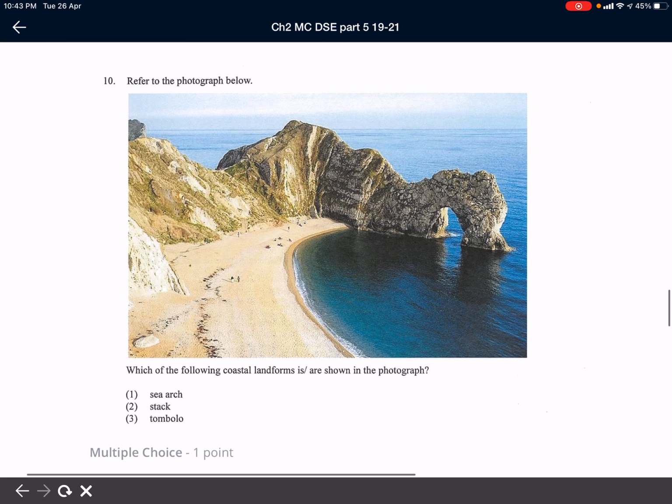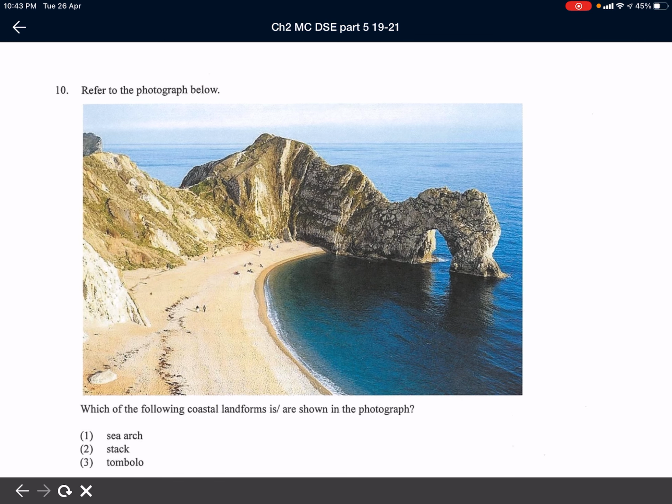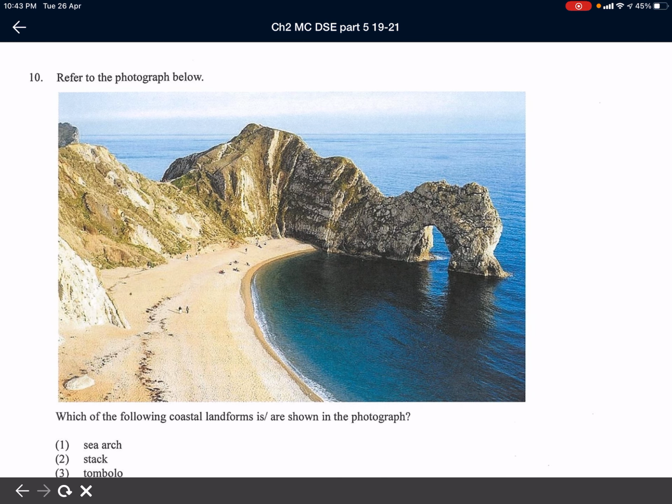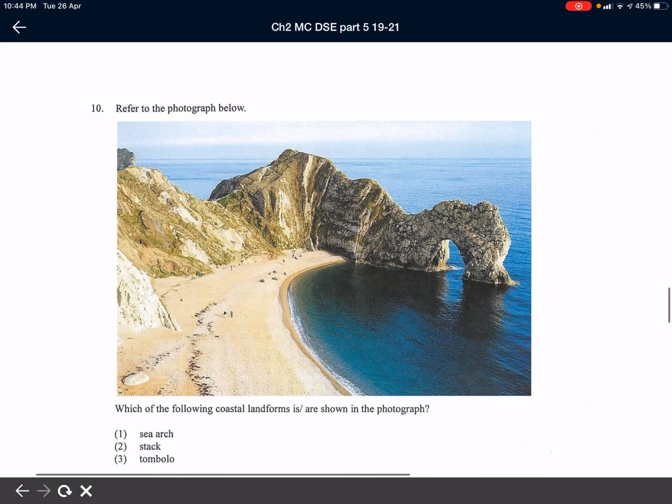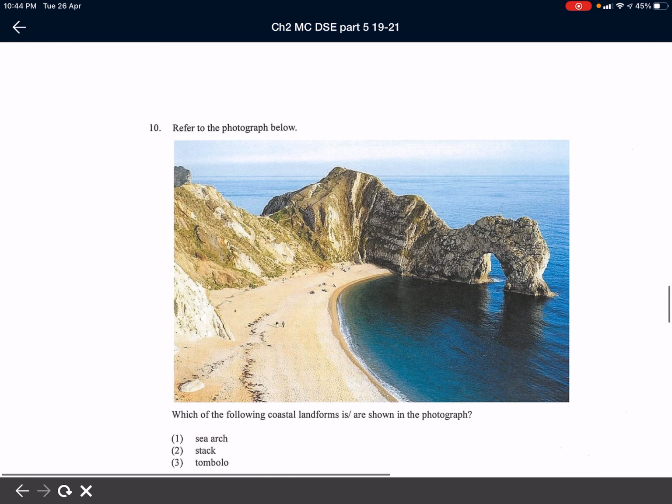This one. What kind of thing can you find? The sea arch is quite obvious. Stack, can you find it? I don't think so. A stack is like a pillar of rock, so you cannot find a rock separated from the headland. So it's also not correct for having a stack. How about number 3? There's nothing, no sediment joining two islands together. So number 3 is also wrong. So only number 1 is correct, and the answer should be A.